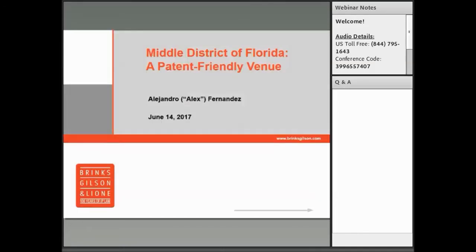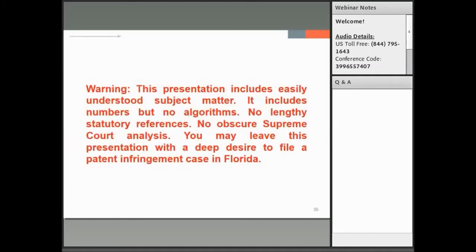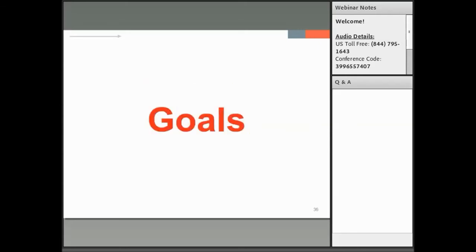So Middle District of Florida, just fair warning as a beginning to the presentation, this is not an especially esoteric or abstract subject matter that's going to take a huge amount of focus. These are straightforward issues, but hopefully you leave the presentation with a deep desire to file a patent infringement action in the Middle District of Florida.